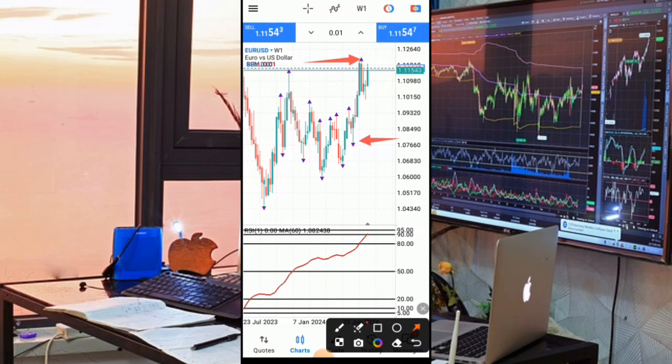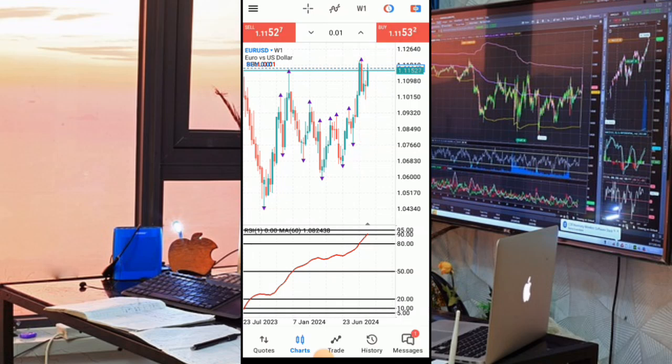So we come to the weekly time frame to check the last fractal, where it is. If it is at the top, it means we are going to be looking for sell entries. If it is at the bottom, we are going to be looking for buy entries. Now in this case, the last fractal is at the top, so it is right up here. It means when I go back to the 15-minute time frame, I'm going to be looking for sell entries.